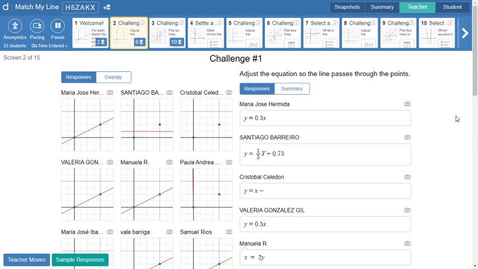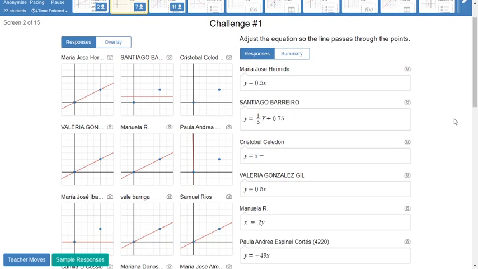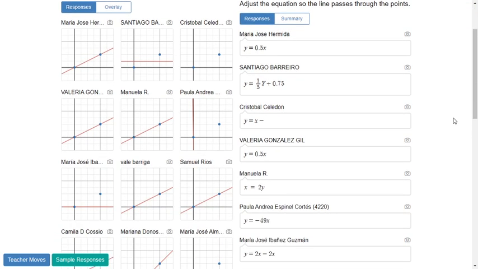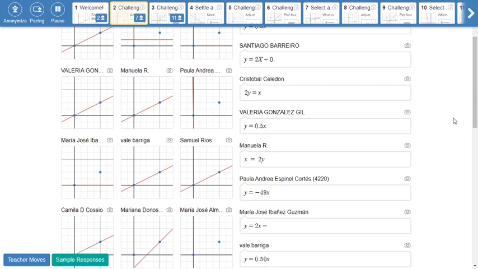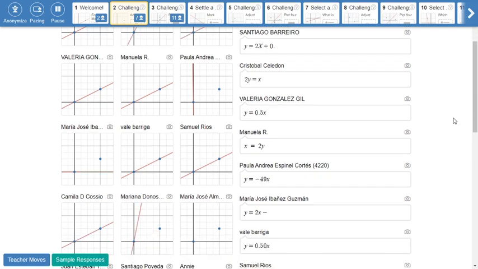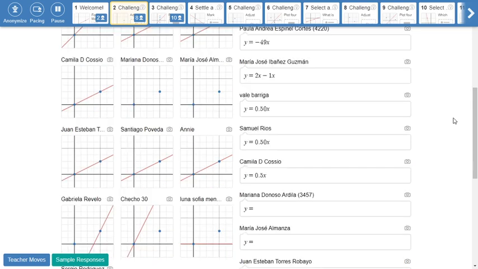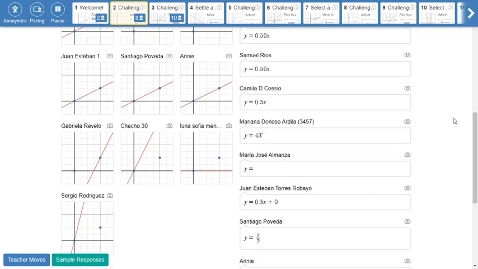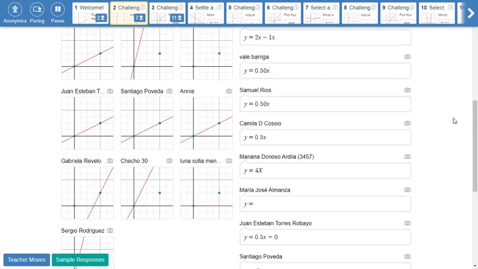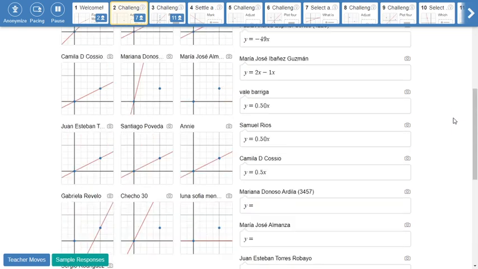Very good, Maria Jose Hermida, Santiago Barreiro. Please try it. You only have to change the values. Cristóbal Cerelón, what happened, Cristo? Maria González, excellent. Manu Rojas, excellent. Paula Andrea, it's trying. Okay, very good, Cristo. Excellent. Remember that you have only to change the values.